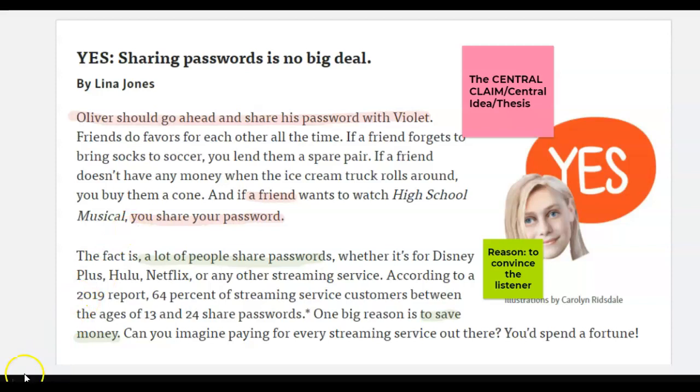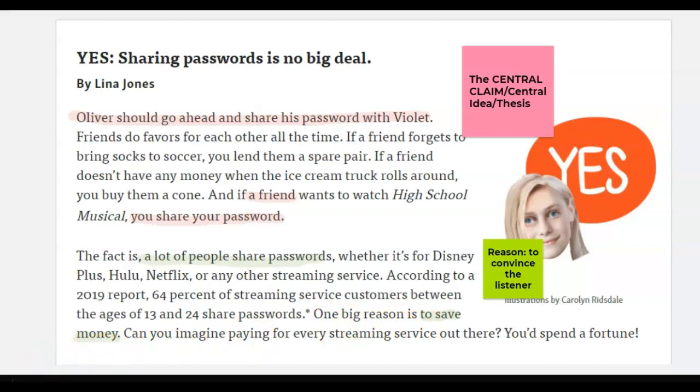The next paragraph says, "The fact is a lot of people share passwords, whether it's for Disney Plus..." That is one of the reasons why the argument goes, yes, you should share your password. It's no big deal because lots of people do it. Another reason that's explicitly stated is to save money.